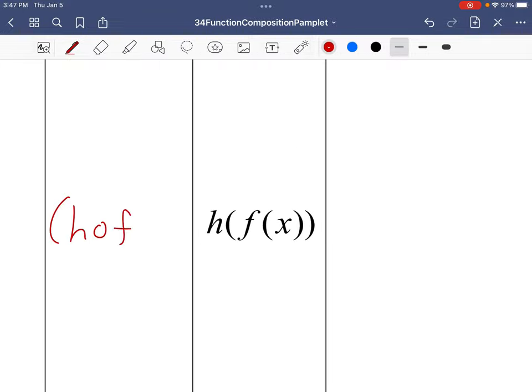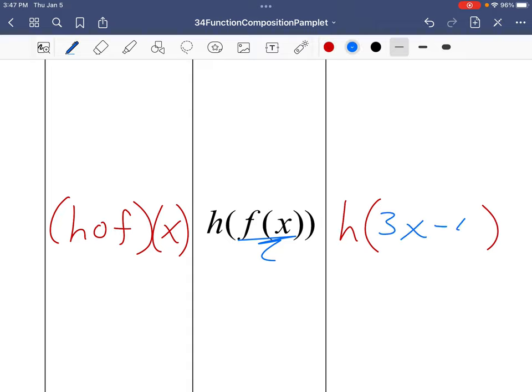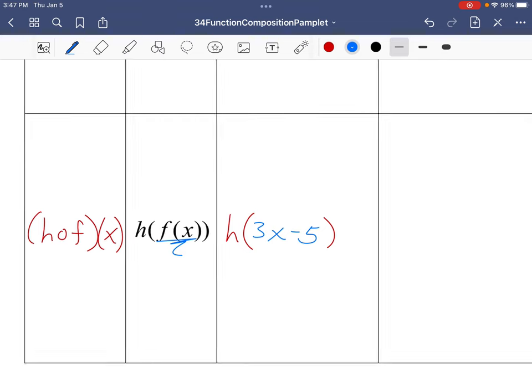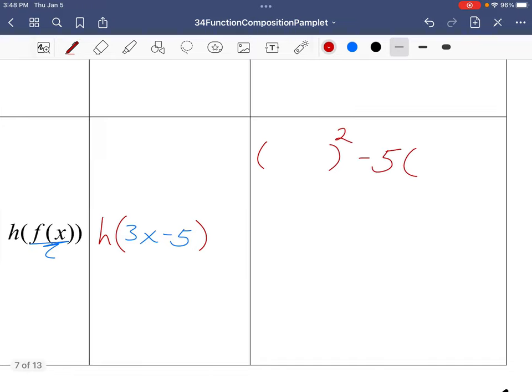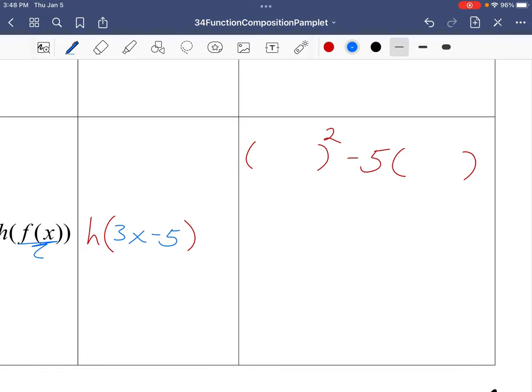h of f could be written as h of f of x. Kind of say it the same way, but you just write it differently. f's on the inside, so that's what's going to get replaced first. f is 3x minus 5. I'm going to plug that into the h equation. Yep, that h equation, it's got two places where you got x. Why don't you put some parentheses so you have a space to fill in? You're filling in the first spot, it's going to get squared. You're filling in the second spot, it's going to be multiplied by negative 5.